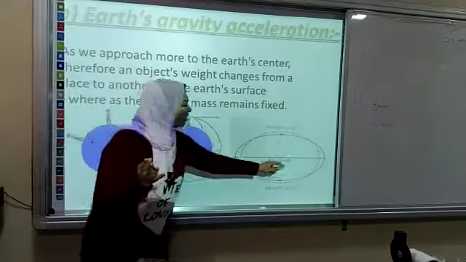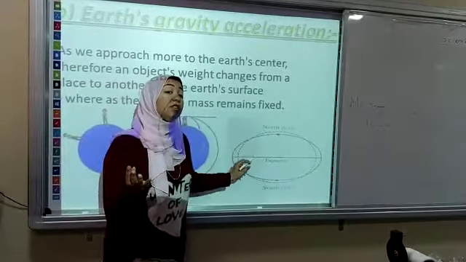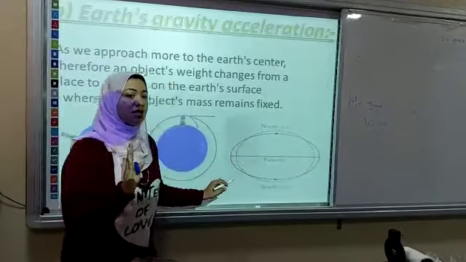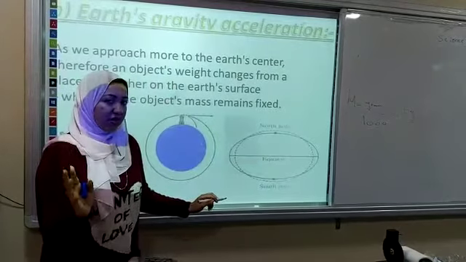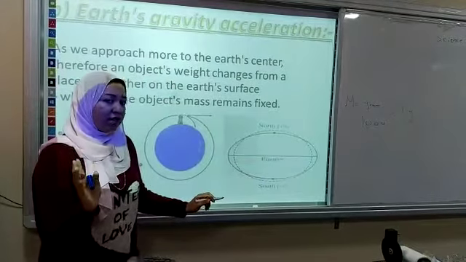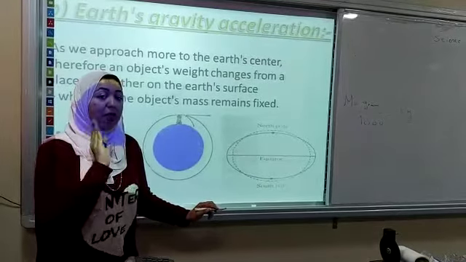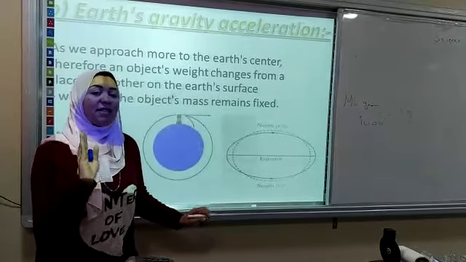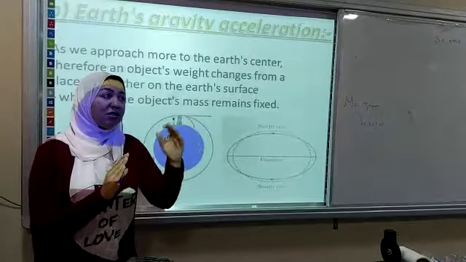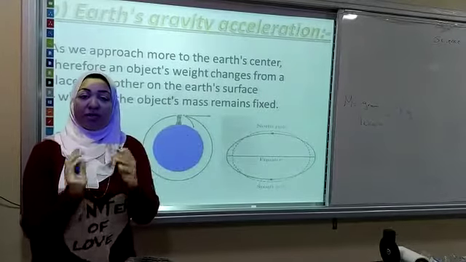Why? Because as we saw, the earth has a non-spherical shape. The earth is not a regular circle. It has a non-spherical shape. And this is the reason why the weight of the object differs from one place to another.